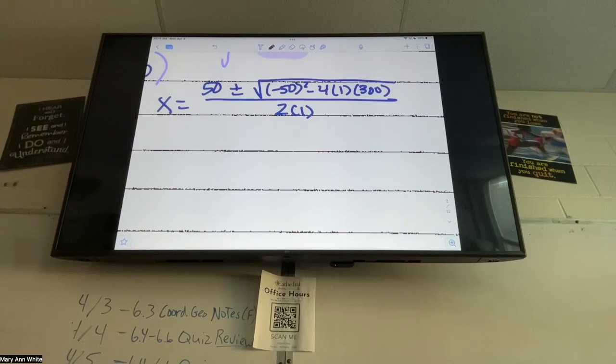So negative B, so positive 50 plus or minus negative 50 squared minus 4 times 1 times 300 all over 2 times 1. All right, and then now we just start simplifying. 50 plus or minus 50 squared, which is going to be 2,500 minus 4 times 300, 1,200, all over 2.